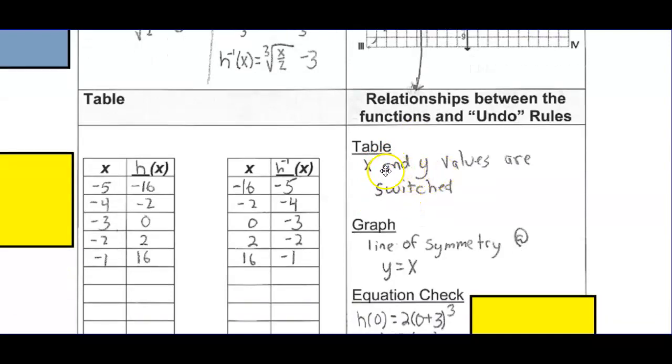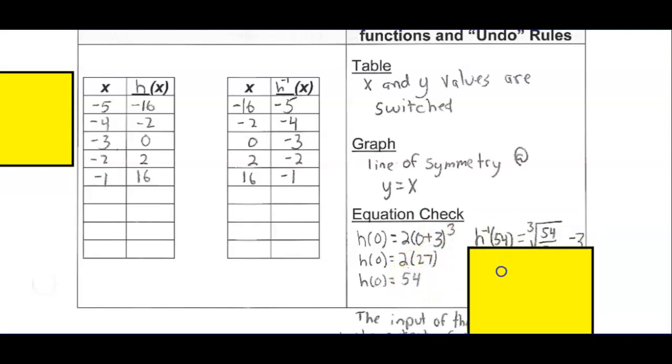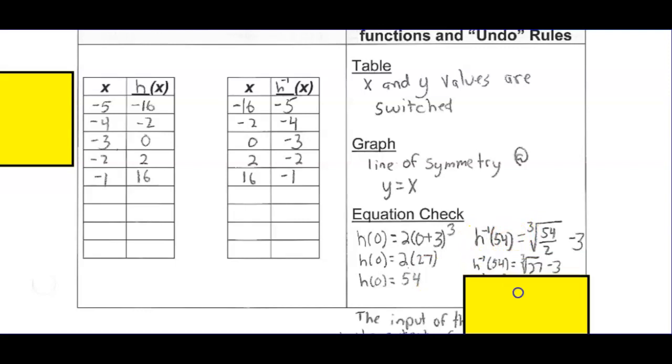So we have in table format, we see the x and the y values are switched. In the graph, we show a line of symmetry at y equals x. And so all the points are reflected over that line. And in the equation check, if I take any point or any value and plug it in as an input to function h, the output that I get when used in the inverse function should take that back to the original input. So by using 0 and getting 54, that should tell me that if I use 54 in the inverse, I get 0 as a result.